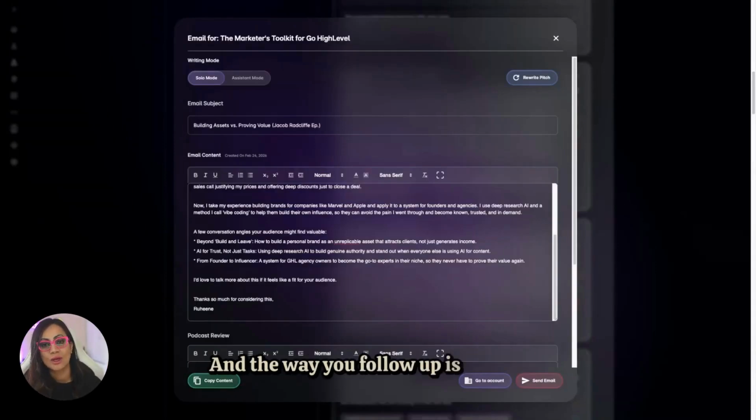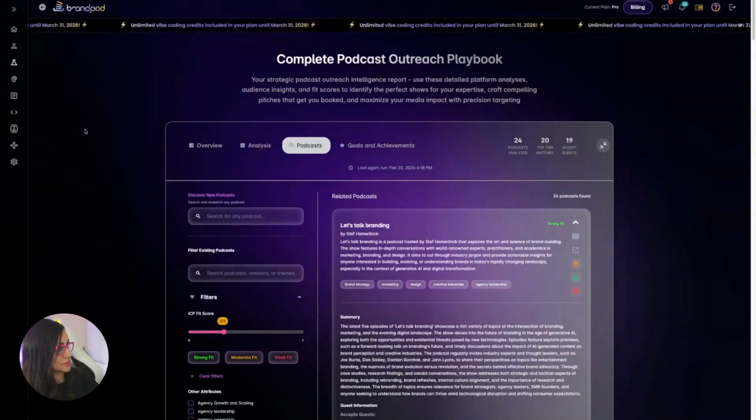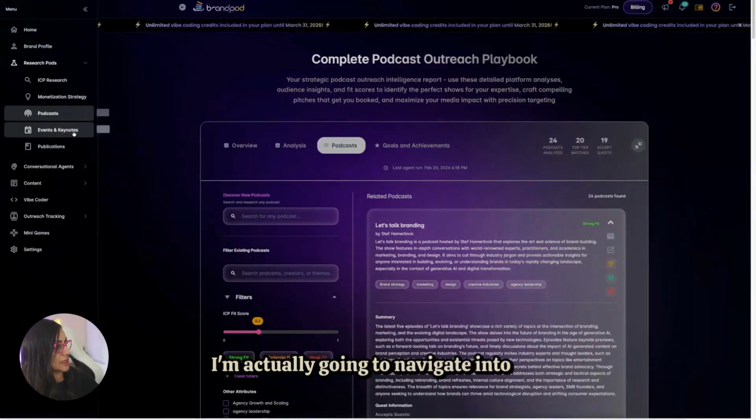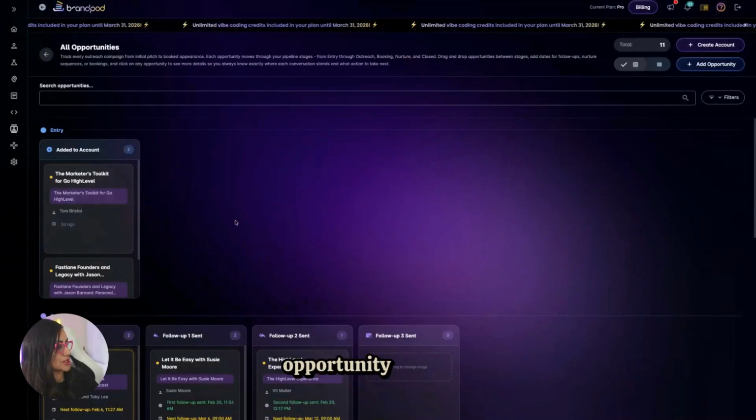And the way you follow up is in a very, again, meaningful way, not in a way that makes the host feel like you are just all up in their business and constantly bugging them, asking them to give you a response. So let me show you an example of what that looks like. I'm actually going to navigate into my outreach tracker here and look at my opportunity pipeline.